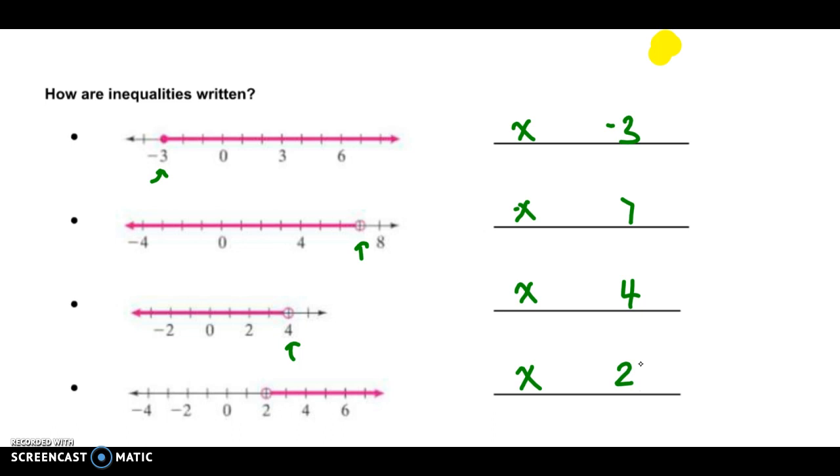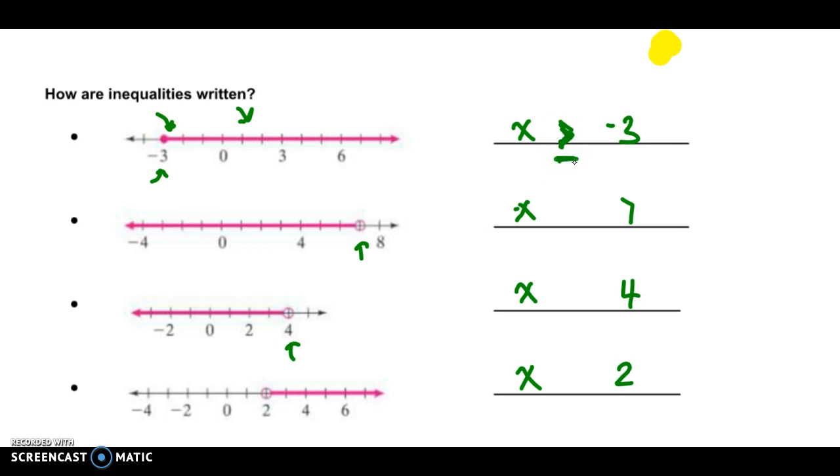So starting here with number 1, x is what to -3? And as I look at this number line, I see that all of the numbers that are highlighted here in pink are greater than -3. So I know that x needs to be bigger than -3. But then I also need to zoom in here on the circle. Is it a closed or open circle? And because it's closed, that means that I am including -3, and my inequality symbol needs that or equal to piece.